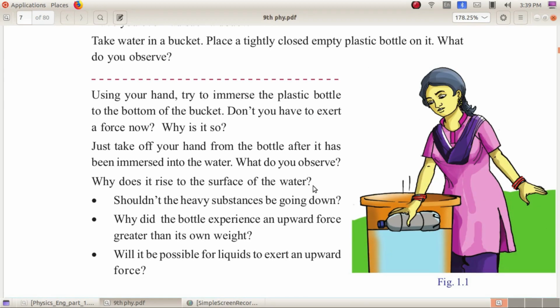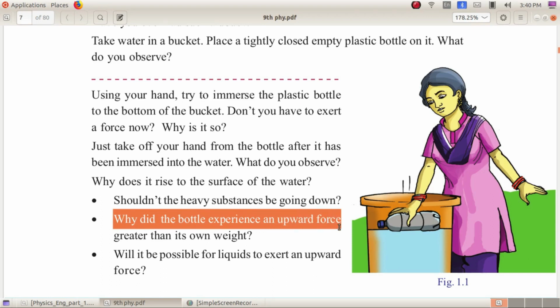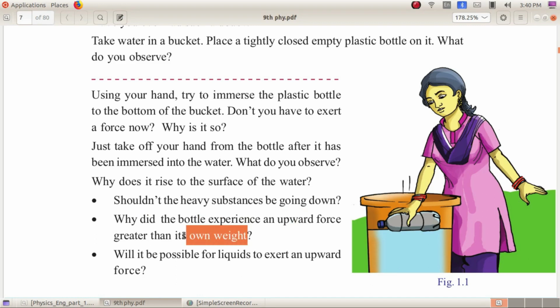Why does this bottle rise to the surface of water? Shouldn't heavy substances be going down? We have seen that many heavy substances go down in the water, or they sink into the water. Why did the bottle experience an upward force greater than its weight?